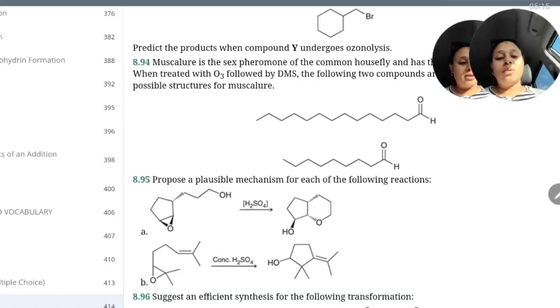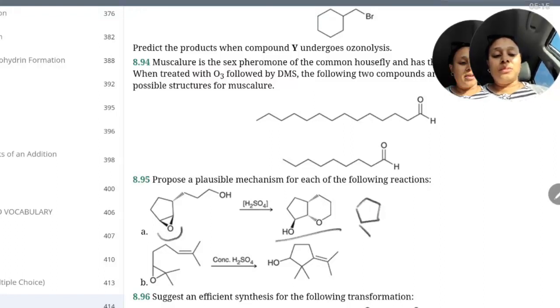Okay, so here we have an epoxide, and we know that epoxides are not stable under acidic conditions. They get protonated to make that oxygen a better leaving group from one side of the molecule, and then they get attacked. So this is my product, and it's asking me to predict what the mechanism is.